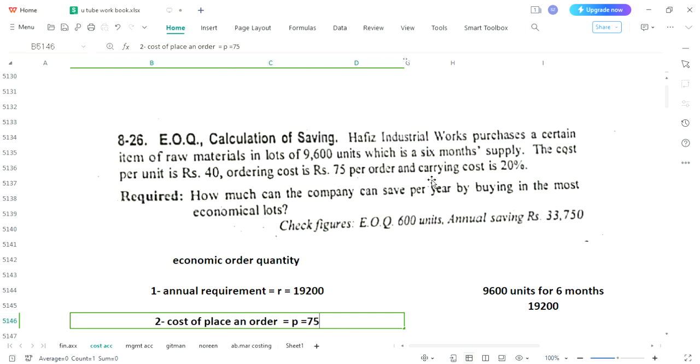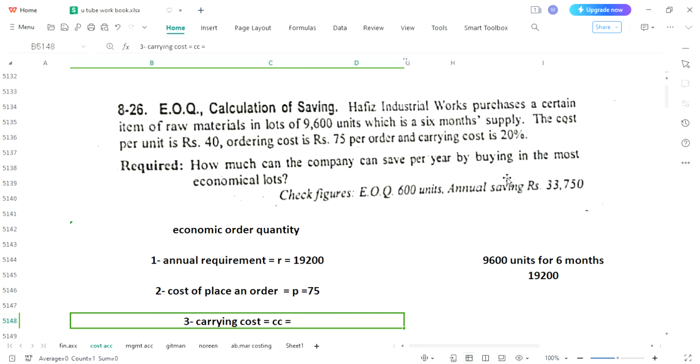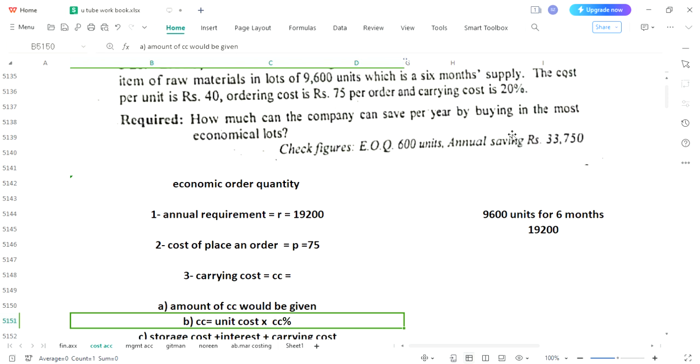Now we have carrying cost 20%, and we have already discussed that carrying cost can be given in 3 different ways. And here we have our carrying cost, which is given in terms of percentage. So it was described earlier. Look at over here. Carrying cost can be given in terms of percentage. So this method would be used. We have unit cost. Look at here. The cost per unit or unit cost is 40. You will take it. And carrying cost is 20%. So you will multiply it with 20%.